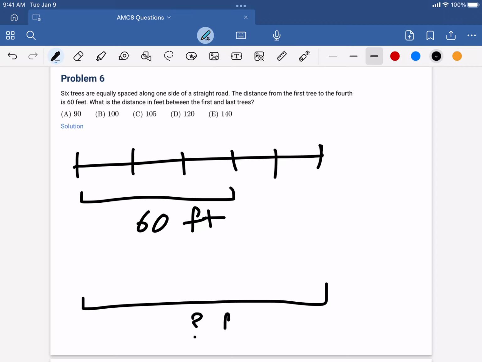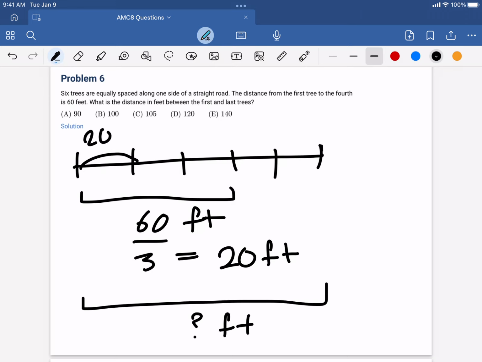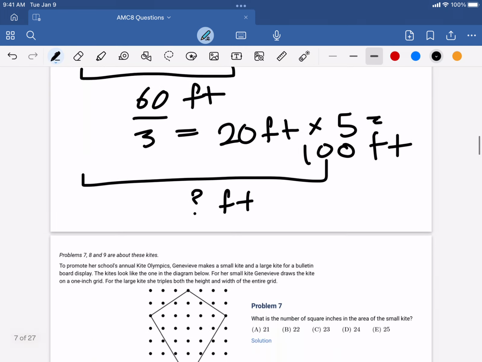So it's asking us how far this distance is. We just need to find the distance between each two trees and then multiply this by 5, because there are 5 sections in between. So we do 60 divided by 3, which is 20 feet. So this gap in between two trees is going to be 20 feet. And since there are 5 gaps in between the first and the last tree, we just do 20 times 5, which is 100 feet. So our answer is B.